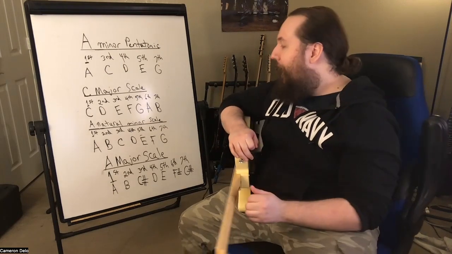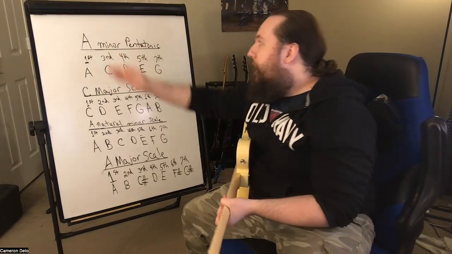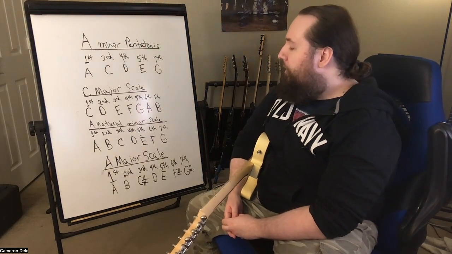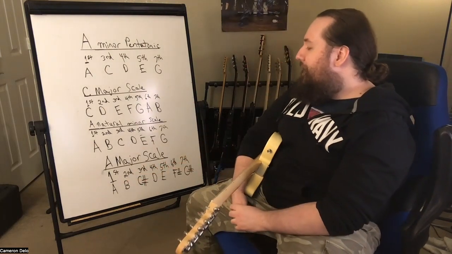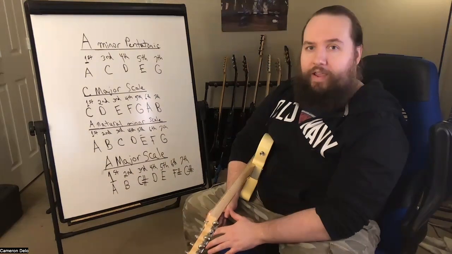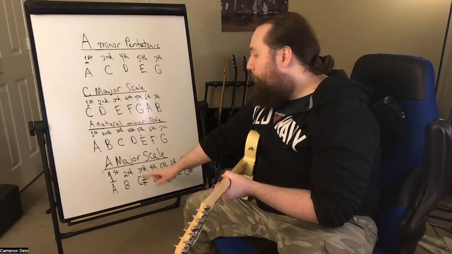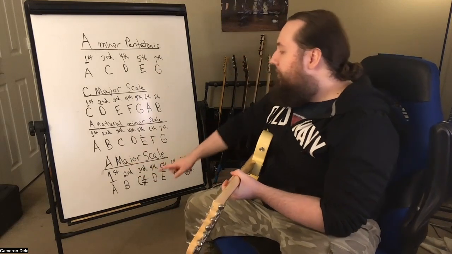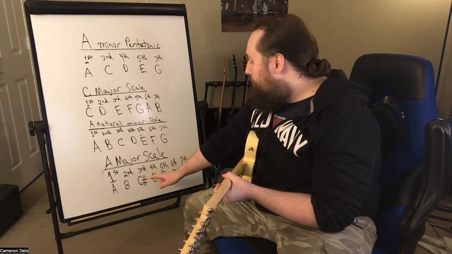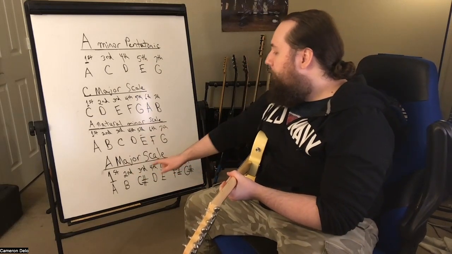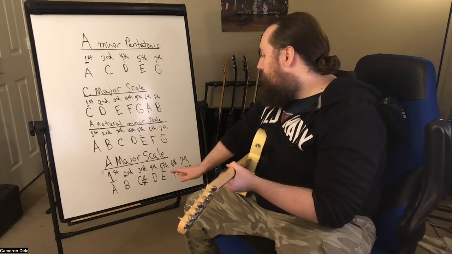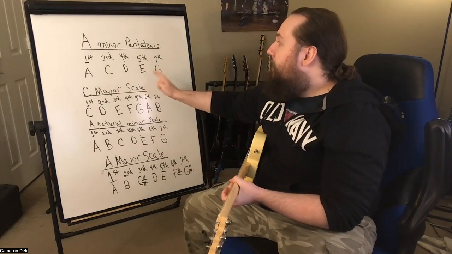You could also look at it from another standpoint. This is A minor pentatonic, so look at it as an A major scale. The A major scale would be A, B, C sharp, D, E, F sharp, G sharp. To make it fit here, you would do the same thing. You make gaps: you eliminate the second and sixth notes, but you would also flat the third and flat the seventh. Flat the third, flat the seventh. Then your notes would be A, C, D, E, G.